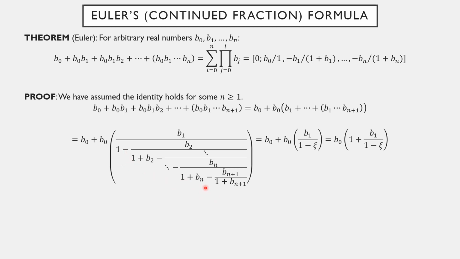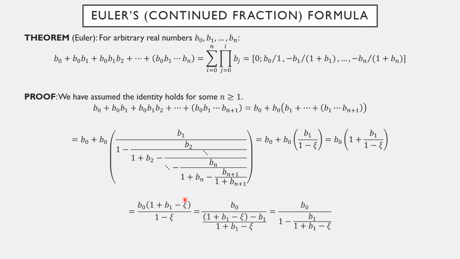Now to make our lives writing this out a lot easier, I'm just going to call this b naught plus b naught times b1 over 1 minus xi. This whole expression where the pattern is holding, b2 over 1 plus b2 minus b3 over 1 plus b3, etc., that's what I'm denoting as xi. Just so that writing this is simpler going forward, and the exact thing of xi will come back at the end, but for now it doesn't particularly matter. So factor b naught out of both terms. Now I have a 1 plus b1 over 1 minus xi, so I'm going to call that 1 minus xi over 1 minus xi, just to give these a common denominator.